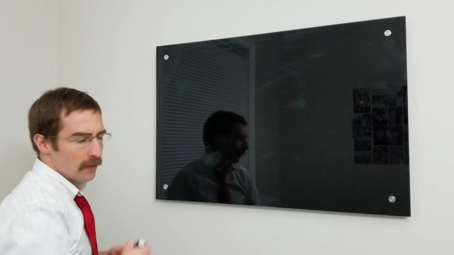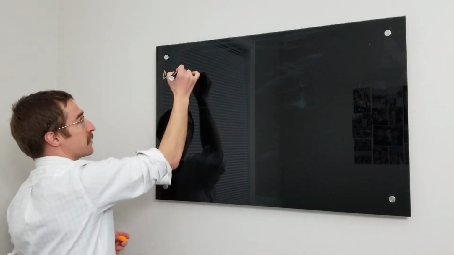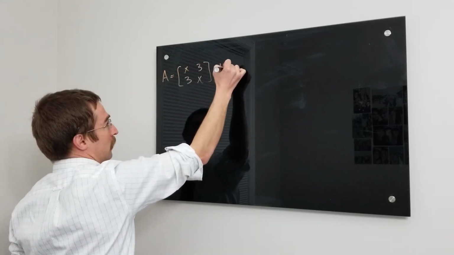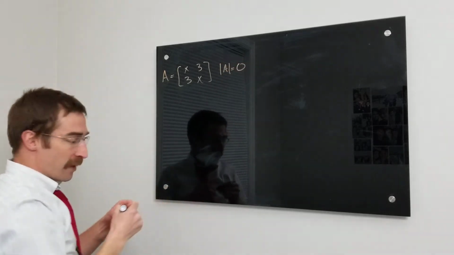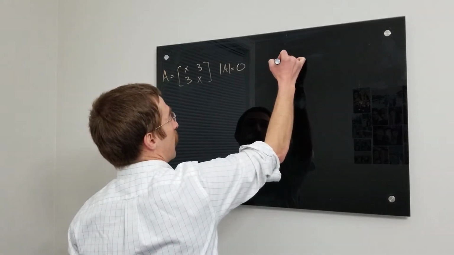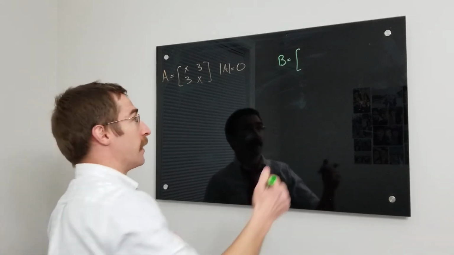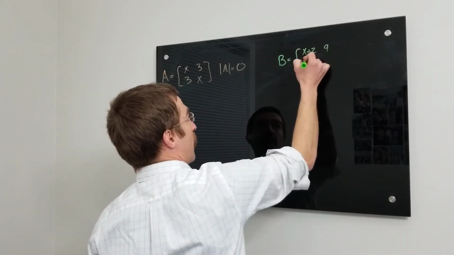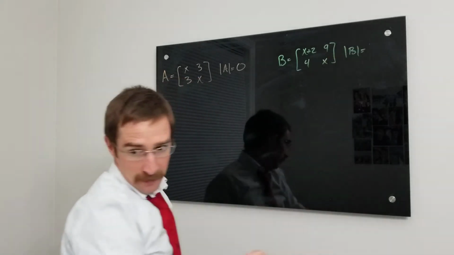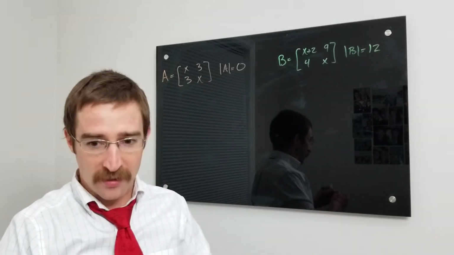So on the first problem, we have matrix A, which is x, 3, 3x, and the determinant of A equals 0. And then problem 2, we have matrix B equal to x plus 2, 9, 4, and x, and the determinant of B is equal to 12. We're going to use this information to solve for x.